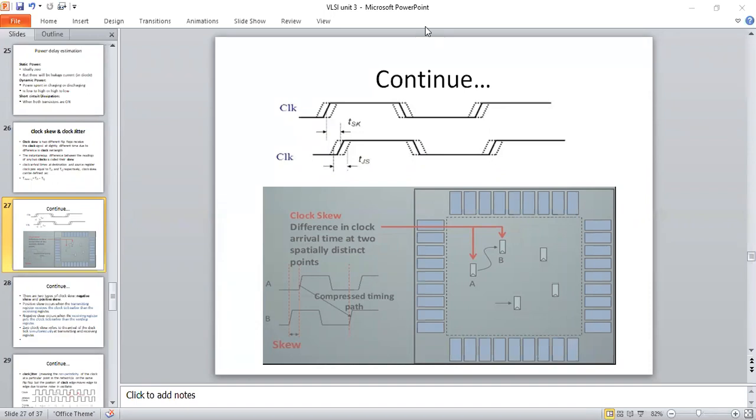Okay. Now if you take this difference between TCI and TCJ, it is called the clock skew. There is some drawback because of clock skew, and there are some advantages, but compared to these two, the drawbacks are more. So we are going to reduce the clock skew. Okay. So let us come to the next topic, clock skew.